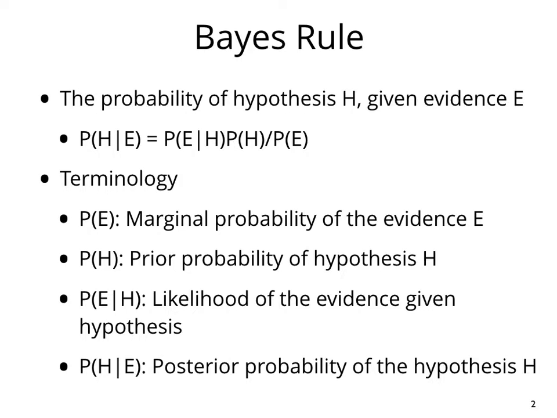And P(E given H) is called the likelihood, that is, how likely we are to get this evidence from this hypothesis. And P(H given E) is called the posterior probability of the hypothesis. Here the posterior means that we have already observed the evidence E, and after doing so, how confident are we about this hypothesis being true.